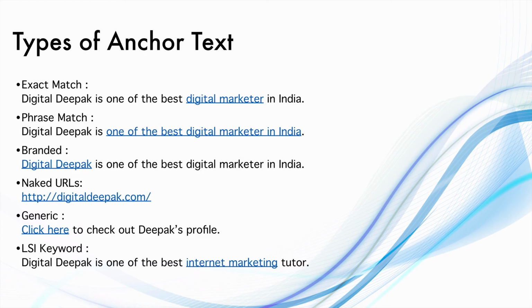The last one is wherein you use an LSI keyword as your anchor text. In the same example, instead of using "digital marketer," I have changed it to "internet marketing." So it is thematically similar. It is basically trying to say the same thing but slightly differently. But Google will still get an idea that this particular link is talking about digital marketing, or it can also be categorized as internet marketing. So these are the different types of anchor text that you can use.